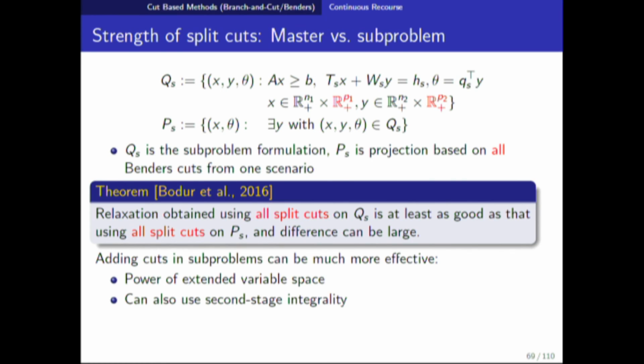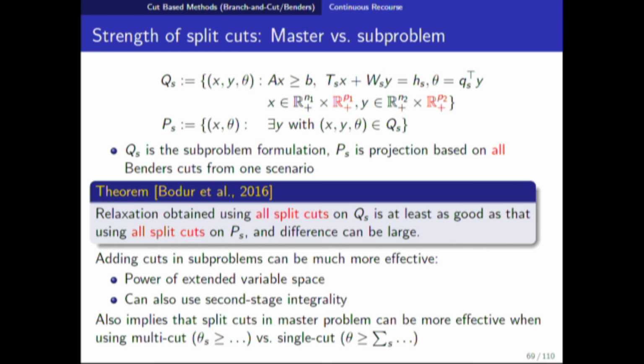And so if we can add cuts in the subproblems, it can be effective for two reasons. One is we get that power of this extended variable space that's summarized in this theorem. And the other one is that we can use second stage integrality. If you're doing cuts in the master space, you don't even know that there are these second stage variables, so you can't take advantage of them being integer valued. So we have two possible ways to get power from these cuts in the subproblem space.